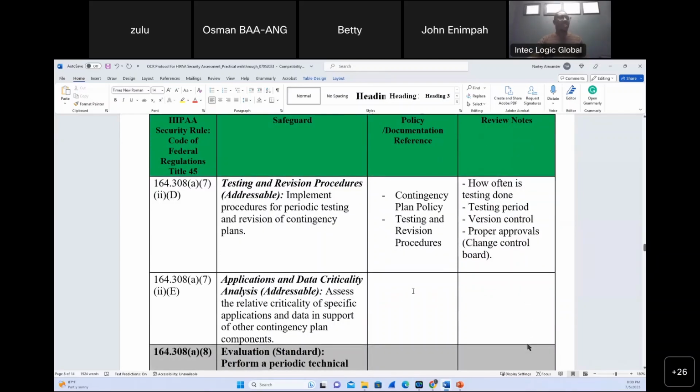The next one that is very important as well is application and data criticality analysis. I explained this last Saturday. Application and data criticality analysis. So what document can help you know, okay, these are the applications that we have here? Yes, Zulu. Data management policy.